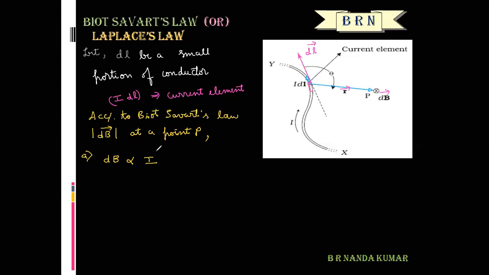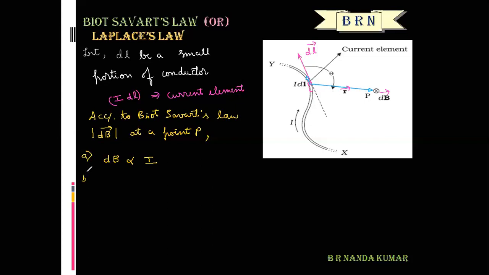When the strength of the current flowing through the wire gradually increases, what happens? The magnetic field strength surrounding the wire also increases. If the strength of the current flowing through the wire gradually decreases, then the magnetic field strength surrounding the wire also gradually decreases. That means the magnetic field at a point P near the current element, I dl, is directly proportional to the strength of the current.